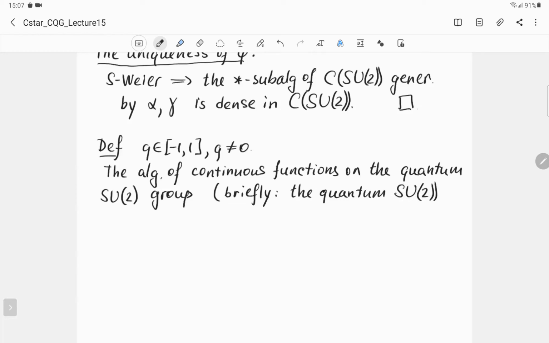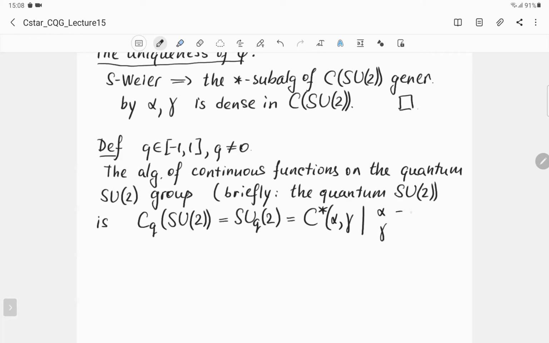So we define this algebra as follows. This is a C-star algebra, which will be denoted like this, or another notation is SU_q(2). By definition, this is the universal C-star algebra generated by two elements alpha and gamma, such that the following matrix, alpha, gamma, minus q gamma star, alpha star, is unitary.